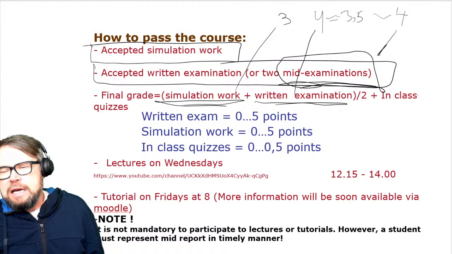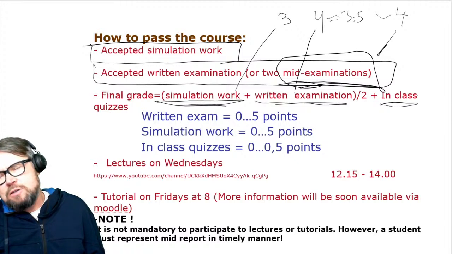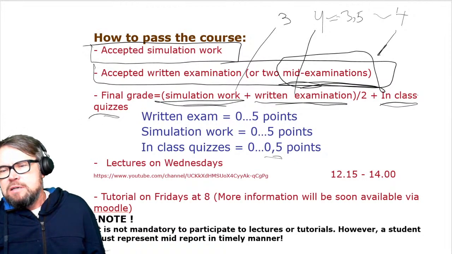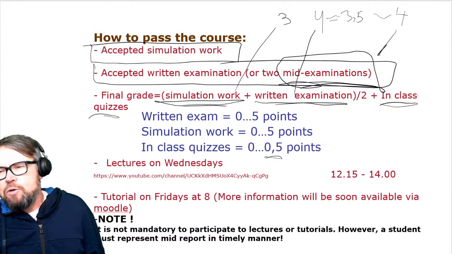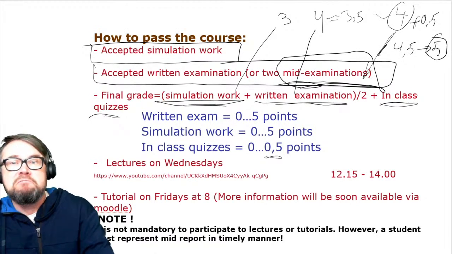And then in-class quizzes is something that those of you who are following my lectures know the deal with. You could get an additional 0.5 points. So the 4 comes out of this part of the equation. Then if you are doing well with the in-class quizzes, you are able to get an additional 0.5 points. So that's going to be 4.5. Finally, your final grade is 5.